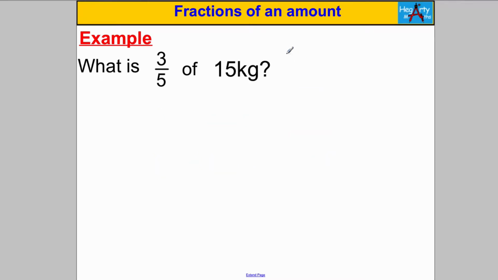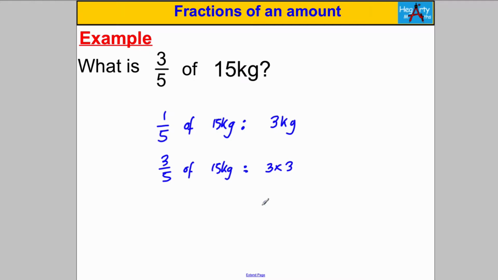Right, try this one. 3/5 of 15 kilograms. I'm going to state that I can work out 1/5 of 15 kilograms. 1/5 of 15 kilograms means 15 divided by 5, which is 3 kilograms. So therefore 3/5 of 15 kilograms must be equal to 3 lots of 3 kilograms. So I'll say 3 multiplied by 3, which is 9 kilograms. Go up here and state your answer, 9 kilograms, like that.